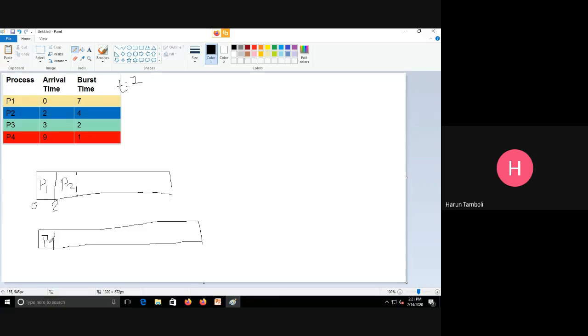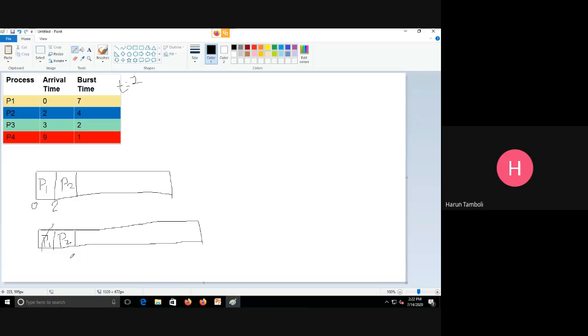Suppose this is the ready queue. Initially P1 was there, then P1 gets allocated, and for the next turn P2 was there. So when P1 leaves the CPU and P2 is allocated the CPU, P1 will go to the ready queue.